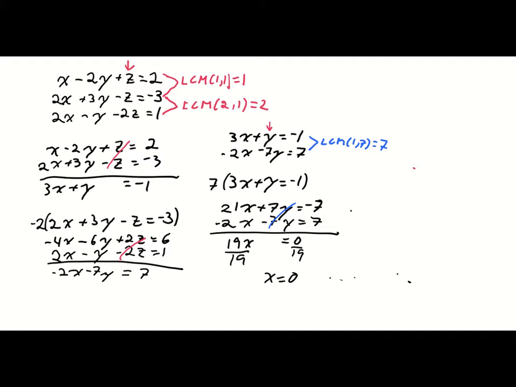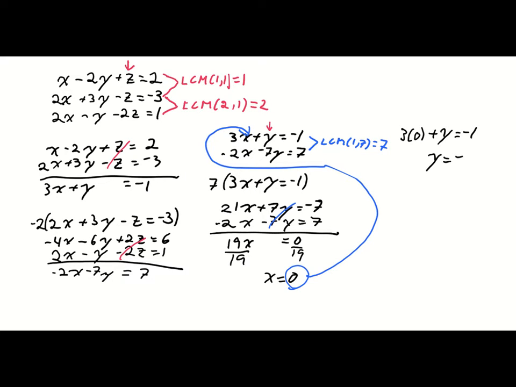Continuing to solve our system of two equations, we need to still find out what y is. So we take the x equals 0 and plug it back in to one of our original equations with two variables. So I'm going to plug it into that top one, giving us 3 times 0 plus y equals -1. So the 3 times 0 goes away. We just have y equals -1, and we found y.